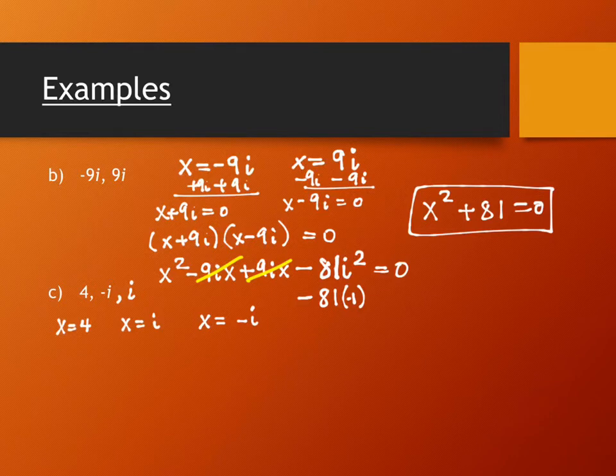Okay, so again, if I'm moving things over, this one's going to give me x minus 4 equals 0. This one's going to give me x minus i equals 0. And this one's going to give me x plus i equals 0. I'm going to end up with 3 factors this time. So I have x minus 4, x minus i, and x plus i.